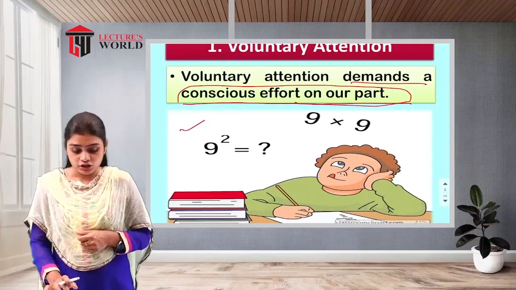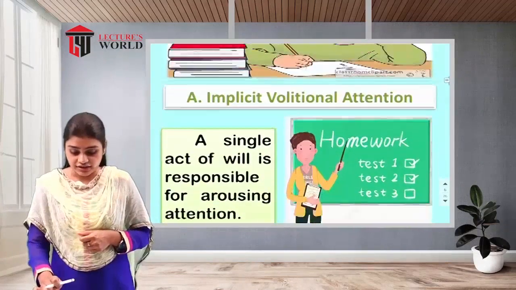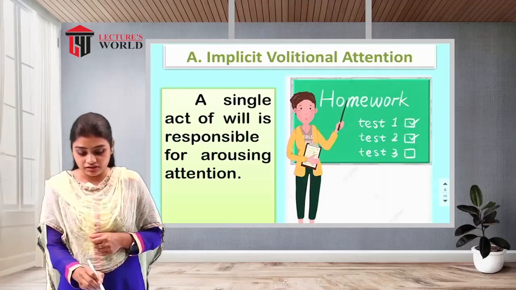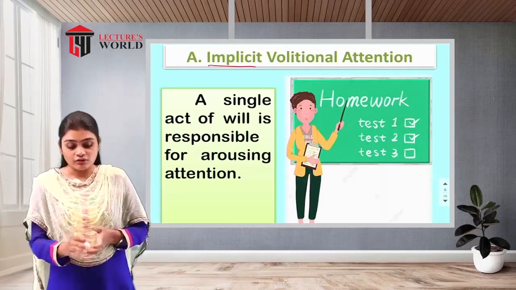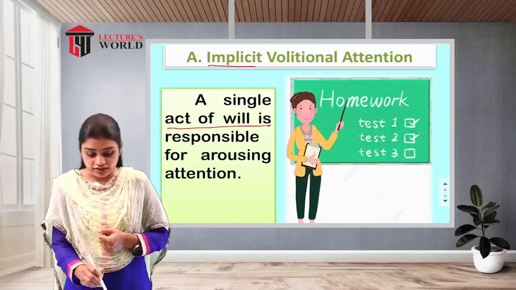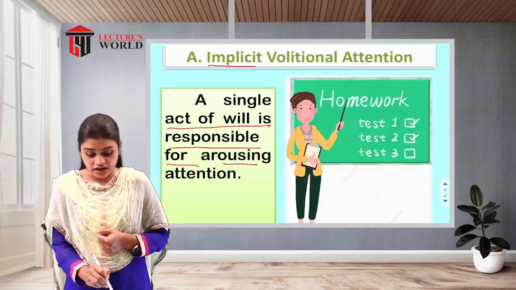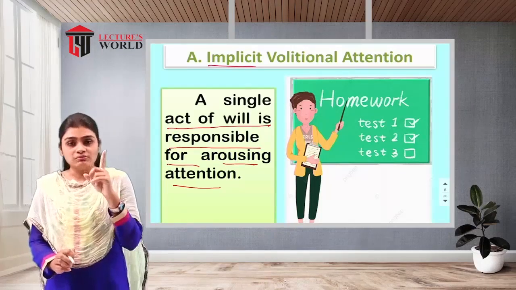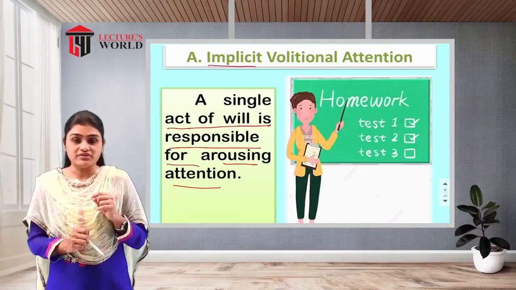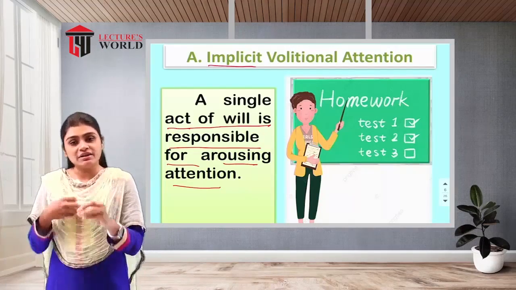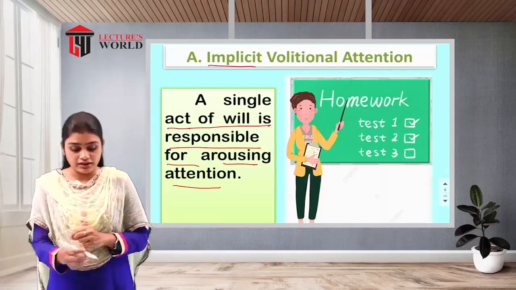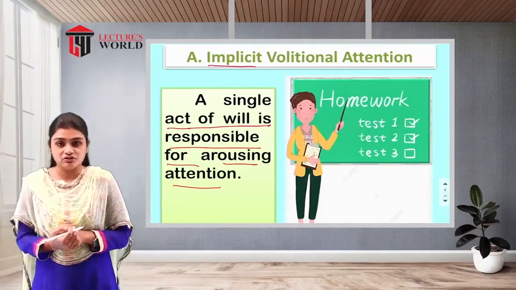As we have seen, there are two types of voluntary attention. The first one is implicit volitional attention. What is implicit volitional attention? A single act of will is responsible for arousing attention. That means we have one motive, one will, and to implement that will, to focus on that one thing, we do an activity. That is implicit volitional attention.